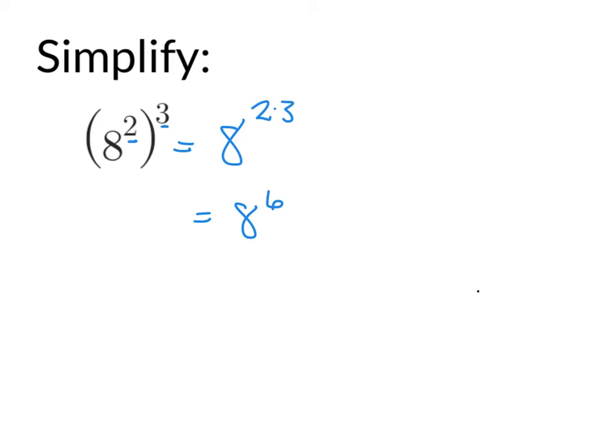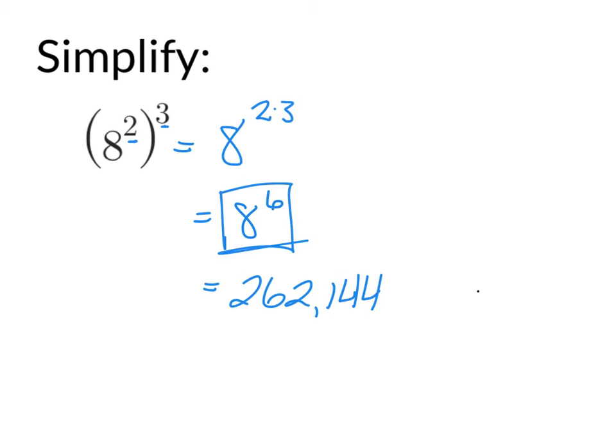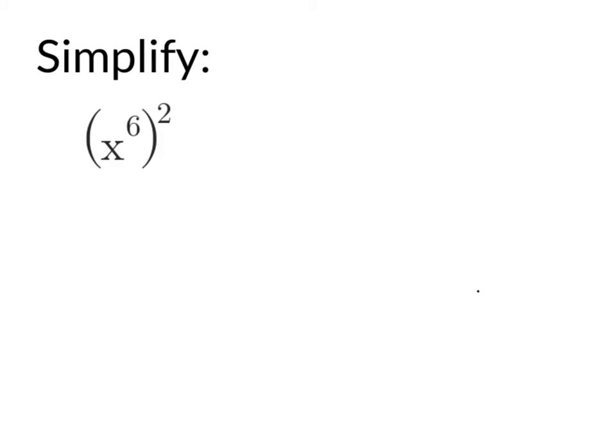Now that's a fairly large number. You would probably have to type it in your calculator. And what you would get is 262,144. With such large numbers, oftentimes we would just leave it as 8 to the 6th power to keep things nice and concise. Next, x to the 6th squared. Again, we have a power to a power. So we're going to multiply those two powers together, 6 times 2, and we get 12. So x to the 12th. And we can just leave it like that.